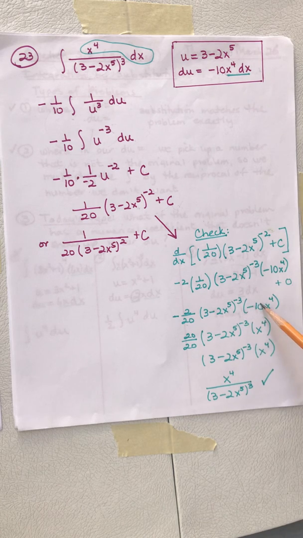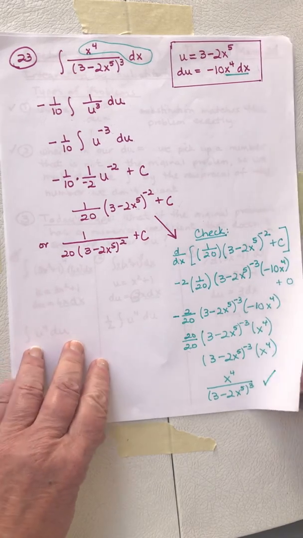So the negative 10 can be multiplied by the negative 2/20, which gives me positive 20/20, which is 1. And then what am I left with? 3 minus 2x to the 5th to the negative 3rd power times x to the 4th, which can be written as x to the 4th over 3 minus 2x to the 5th power cubed, which is our original problem. Okay, and that's number 23.